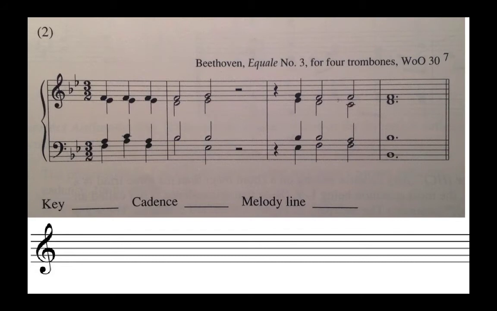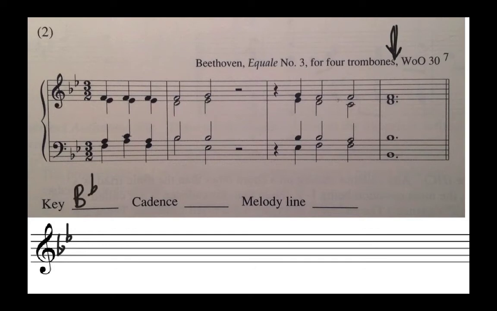This is number 2 on assignment 4.3, and it's a new key. It's the key of 2 flats, and we can tell by the fact that it starts and ends here, at least the ending is a B flat triad. This last chord here, if you examine it, you find it's a B flat triad. It's the key of B flat major.